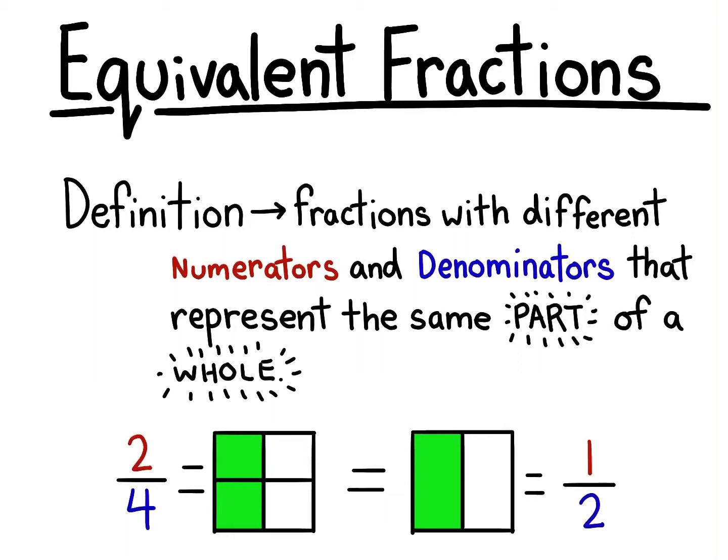The square on the right is only broken up into 2 parts. Therefore, our denominator is 2. Only one of those parts is shaded in, so our numerator is 1. That square is represented by the fraction 1/2. These fractions are equal. They're equivalent fractions because 2/4 is the same shaded part as 1/2.